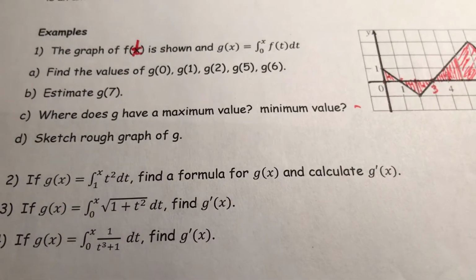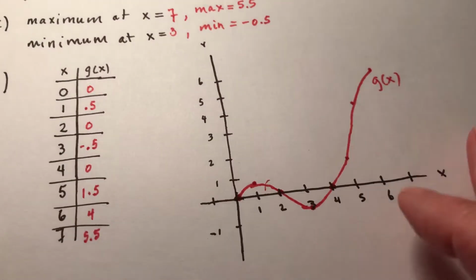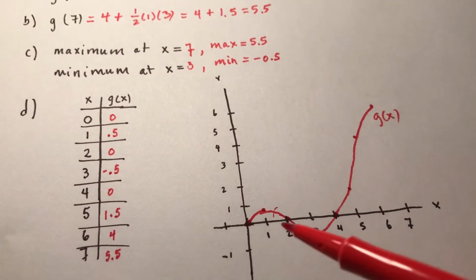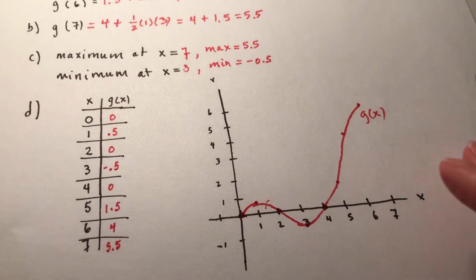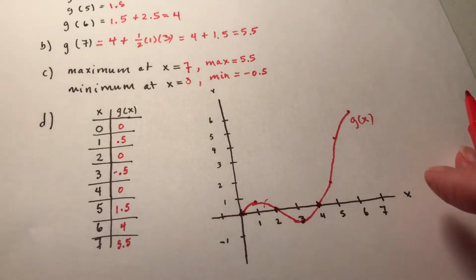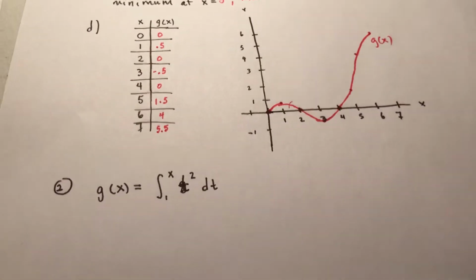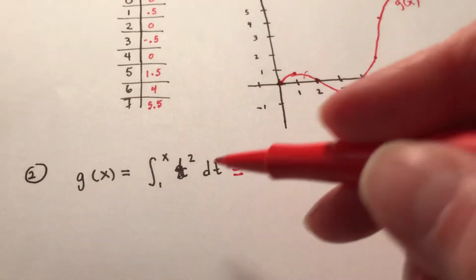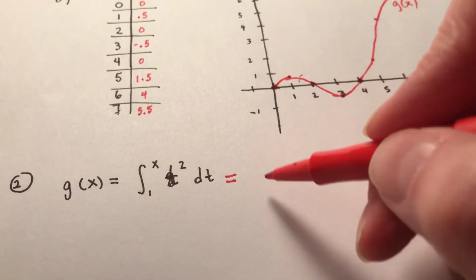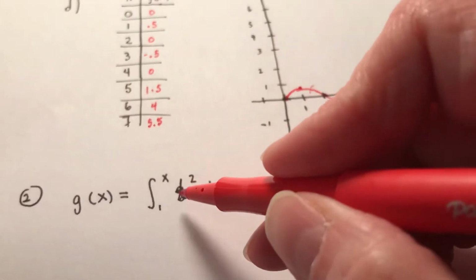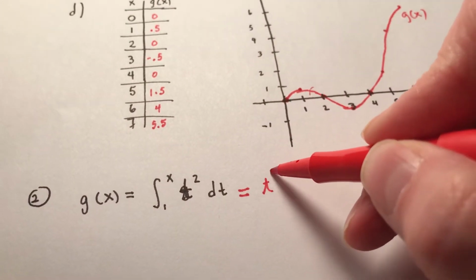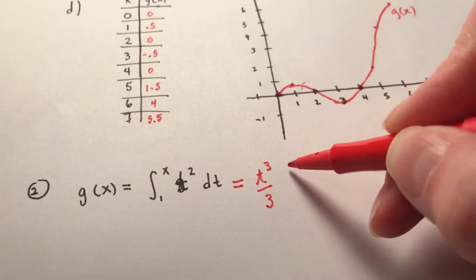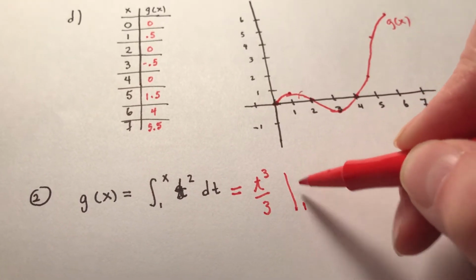So we're kind of looking for the equation. Notice in this problem above, we never had the function. All we had was data, and we were able to get some information about it. Now we're looking at doing the calculation, or actually finding the function. So in this case, we're going to integrate t squared, and we get t to the third over 3, from 1 to x.